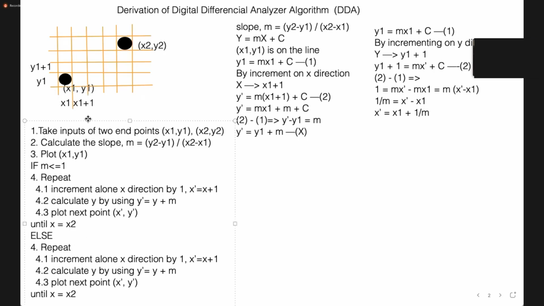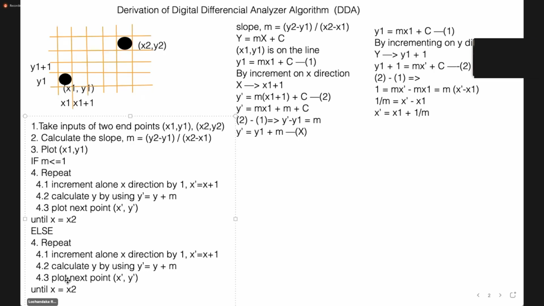What we have to do is repeat again, 5, 5.1, 5.2, 5.3. Increment along the y direction. We are not going to increment in the x direction. Increment along the y direction. All the y values will be incremented 1 pixel by 1 pixel this way.